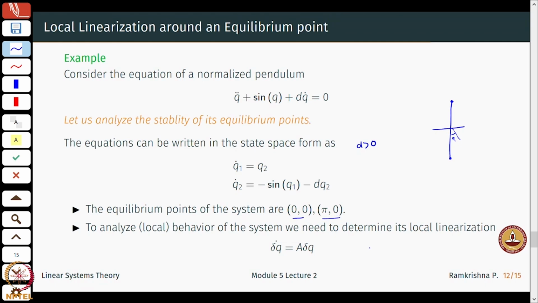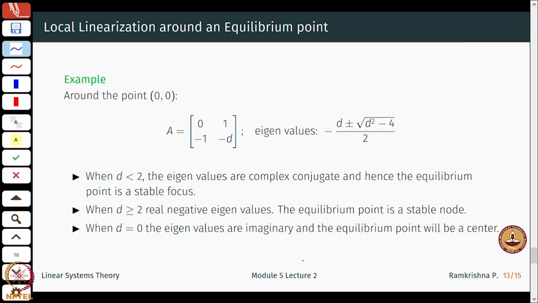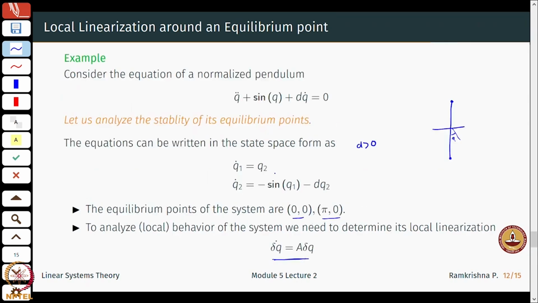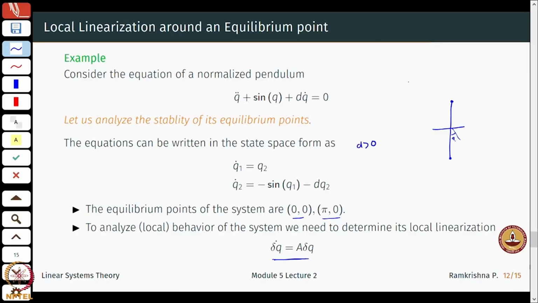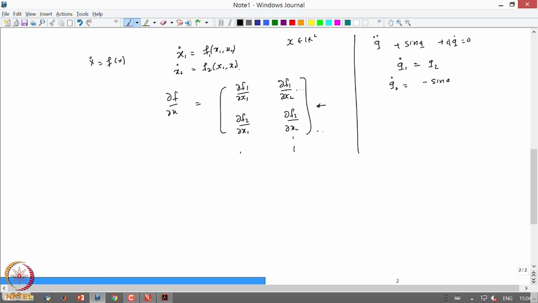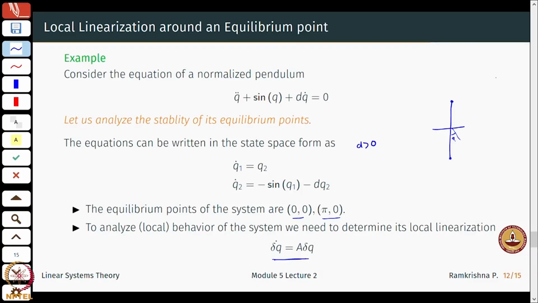To analyze the local behavior, we first look at its local linearization, that is, I look at the equations in terms of delta q dot is A times delta q. I will just quickly run you through this. The equation was q double dot plus sin q plus d times q dot is 0, or if I write it in first order differential equations, q1 dot is q2, q2 dot is minus sin q1 minus d times q2. Okay, so that's what is here.